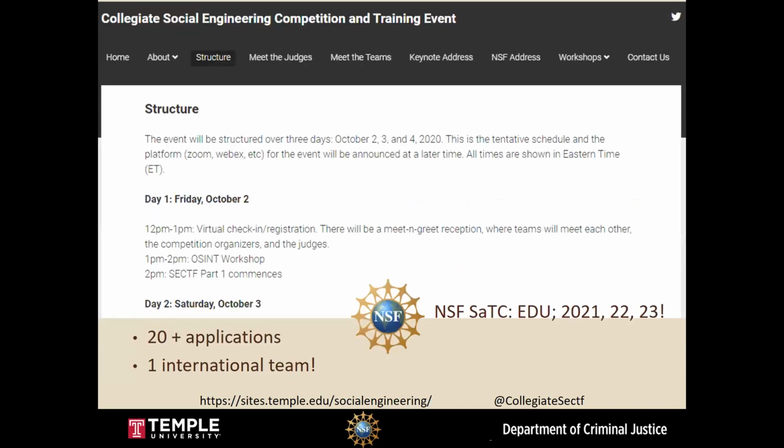And we were not expecting this, but we got 25 applications. We even had one international team, and it was a 3-day event. There were 3 flags that teams had to compete on, and that was OSINT, Open Source Intelligence, Phishing, and Vishing. Good news is the new grant from NSF, and this is my first education grant, so I'm learning a lot in this space, is that we're going to be doing this competition moving forward this year in 2022 and 2023.